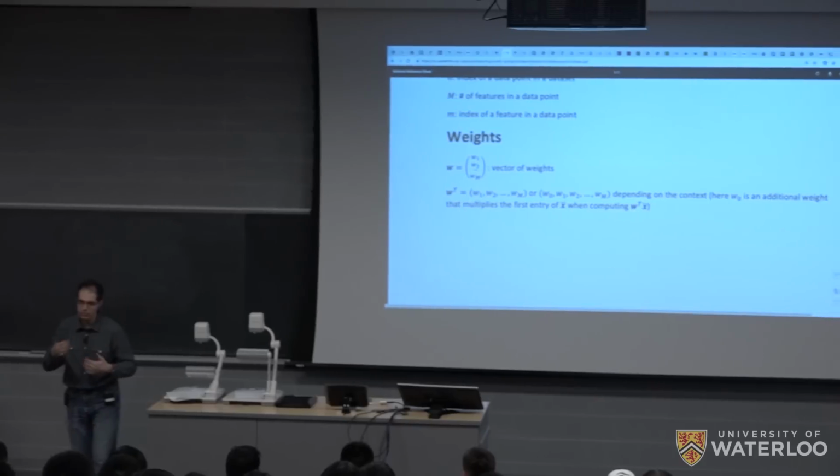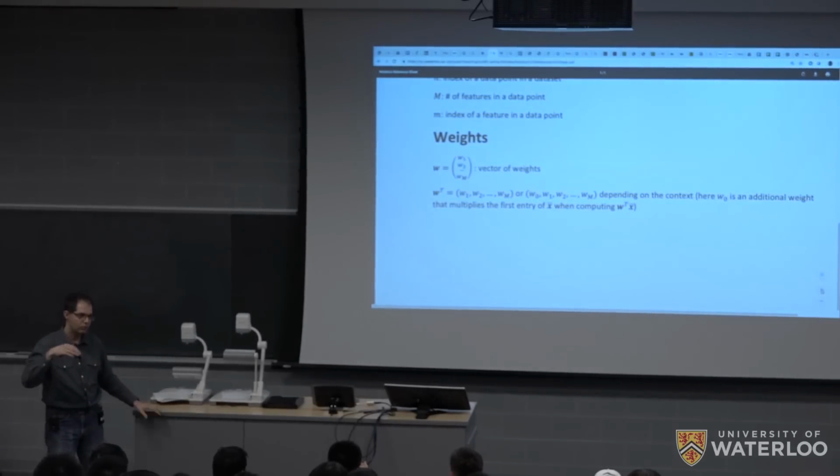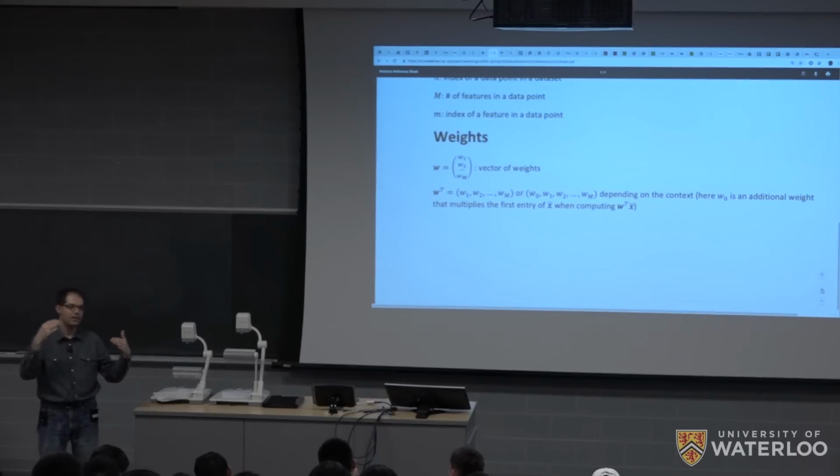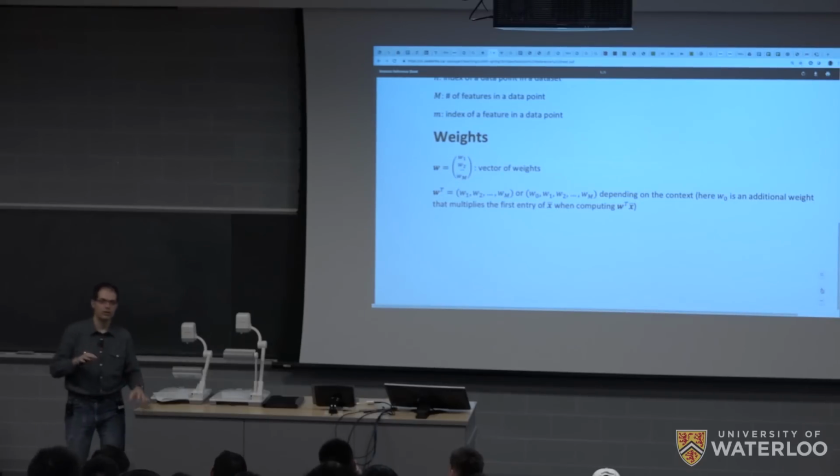Okay, so that's the reason why I introduced this X bar notation, right, that will allow me to essentially talk about X with an additional 1 so I can just multiply this by W. Okay, any questions regarding the reference sheet?